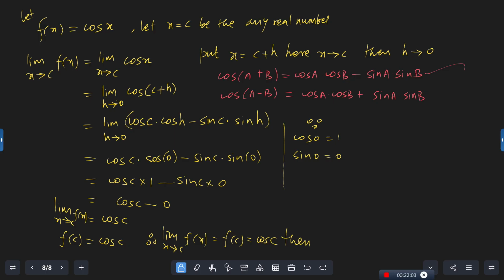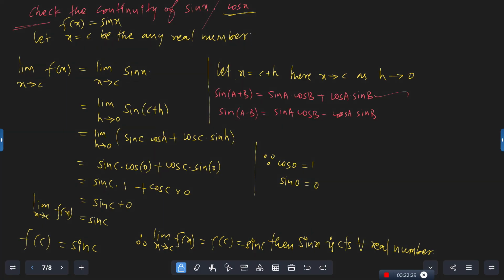Then what can we say here? Then cos x is continuous for all real numbers. Understand? That's it. With the help of cos and sin, other trigonometric functions we can easily say. That is what I have done, cos and sin here. Now we can go to the question.